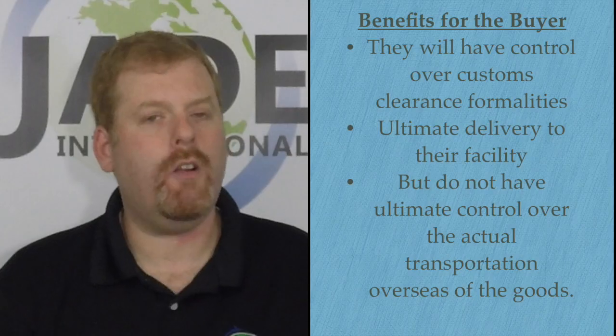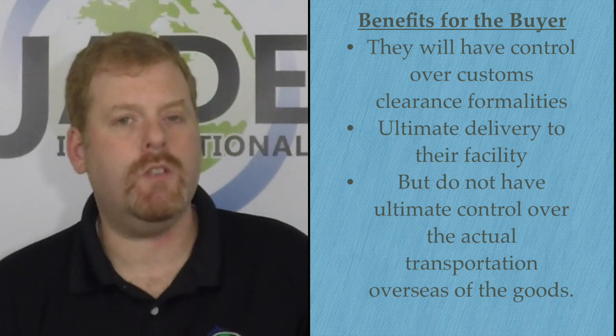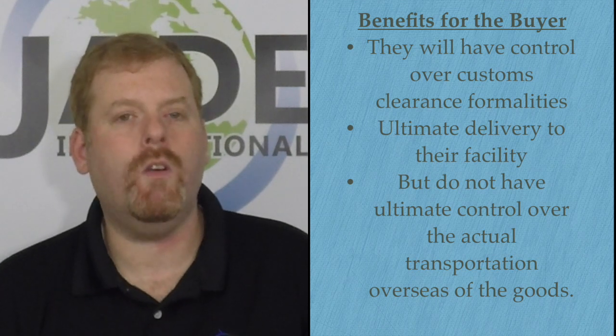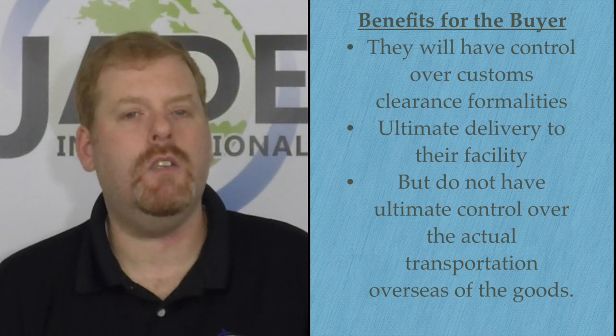Under these terms, the buyer has no control over the freight portion, whether it's air freight or ocean freight, of their goods. When they're purchasing the goods from their seller, the seller is already going to be including these transportation charges in their commercial invoice. The buyer's benefit is they don't have to deal with that, but they have control over their customs clearance formalities and ultimate delivery to their facility. They can still work very closely with the seller, but they just don't have control over the actual transportation overseas of the goods. But there are some benefits there, as they do get control over their customs clearance formalities.